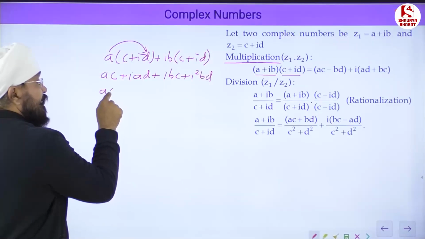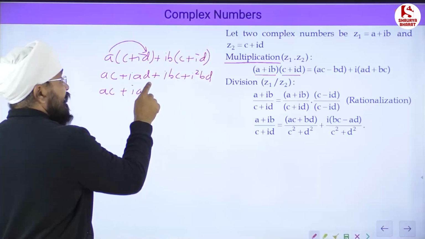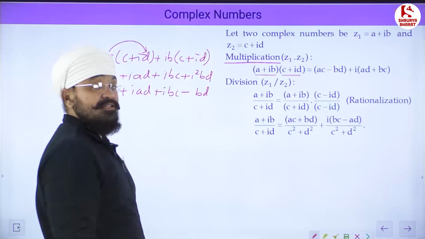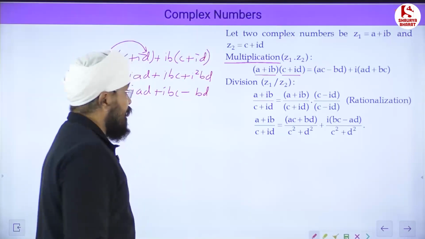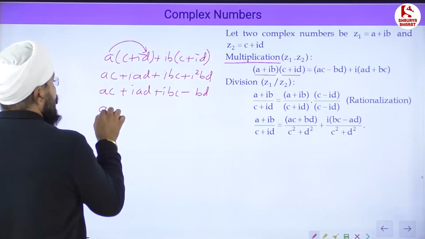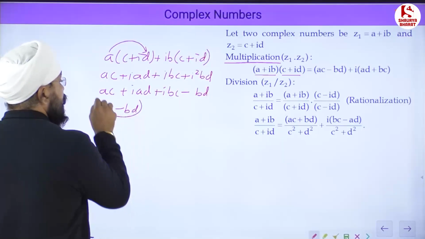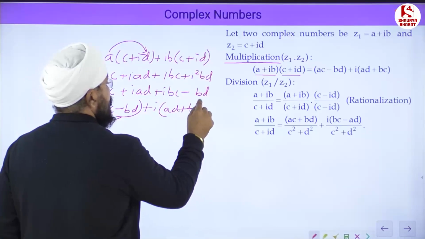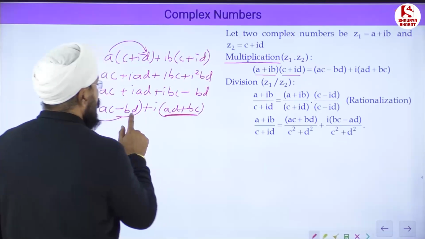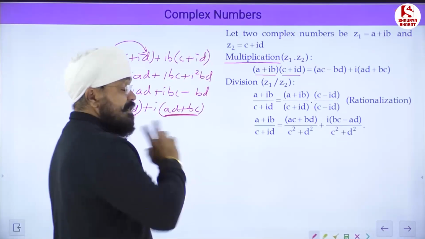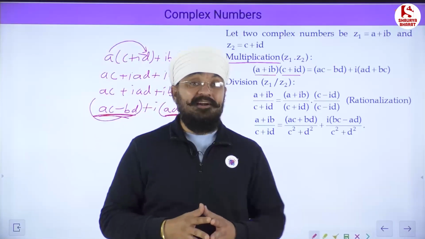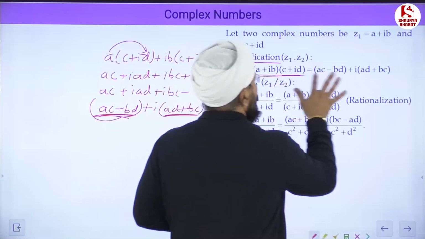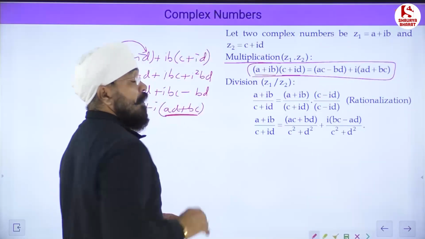So as a result we are getting AC, iota AD, and this is iota BC, this is minus BD because iota square is minus of 1. So when you put this, we are getting AC minus BD, and iota is common, it is AD plus BC. So this is a real number, this one is a real number, and this is written in the form of a plus iota b, that is the Cartesian form of a complex number. So multiplication will also give you a complex number.